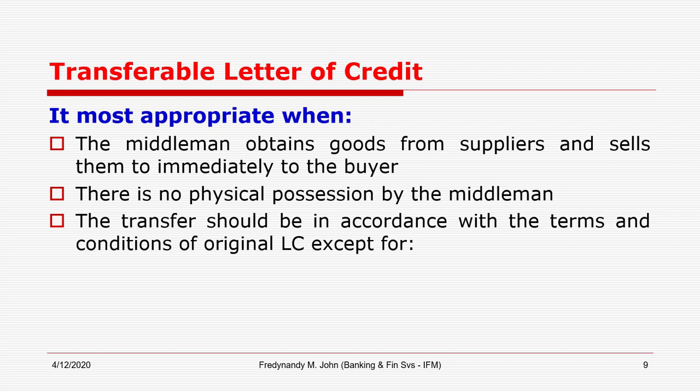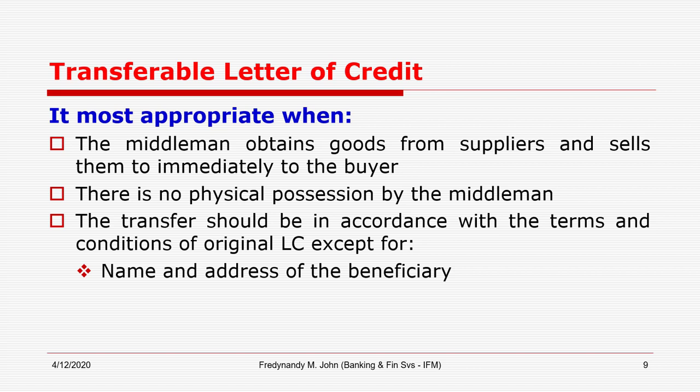another supplier. Now, since he knows that another supplier will want to be paid, will want an assurance that indeed he will get paid beforehand, then the middleman will convince the applicant of the letter of credit to open a transferable letter of credit so that part of the proceeds could be transferred to the person who will supply the goods and part to the middleman himself.